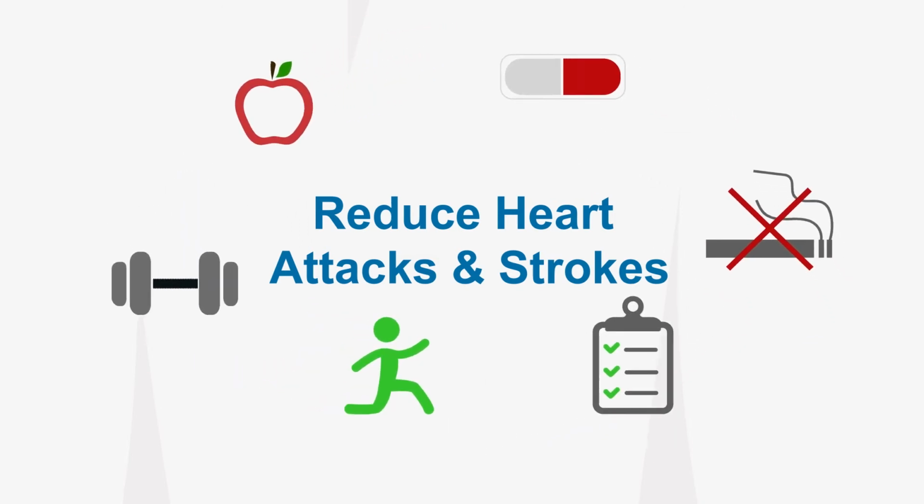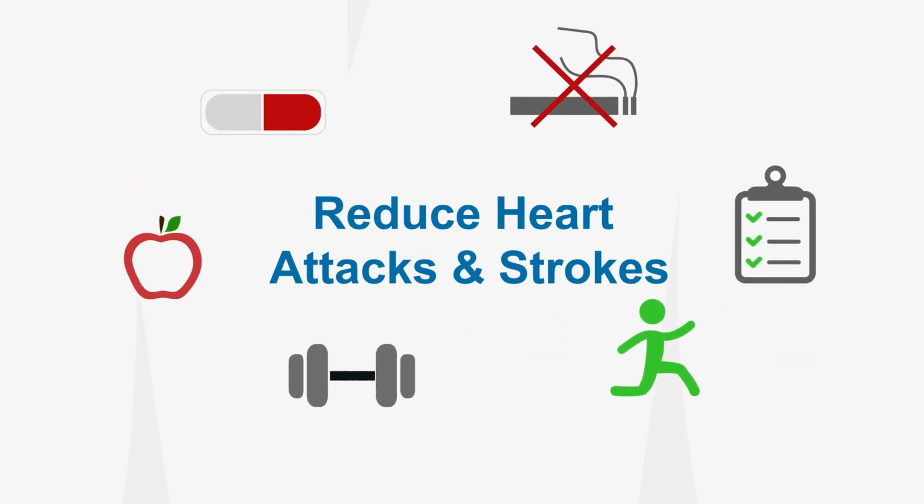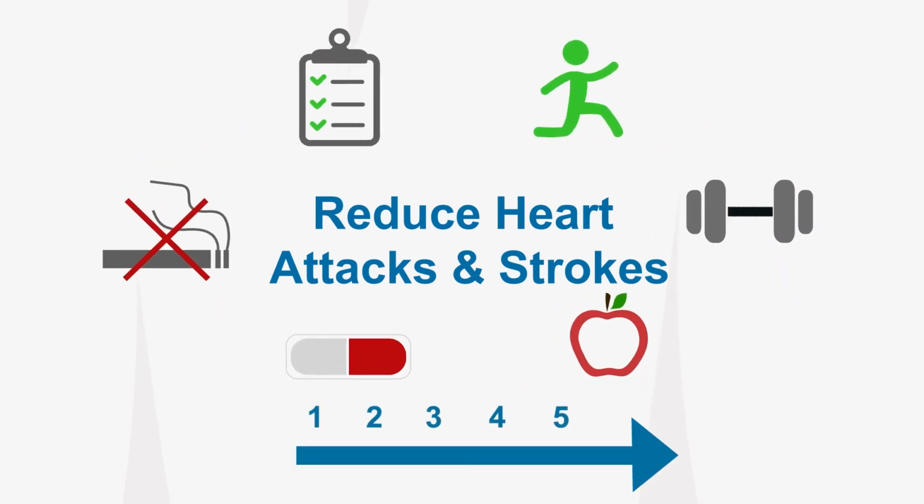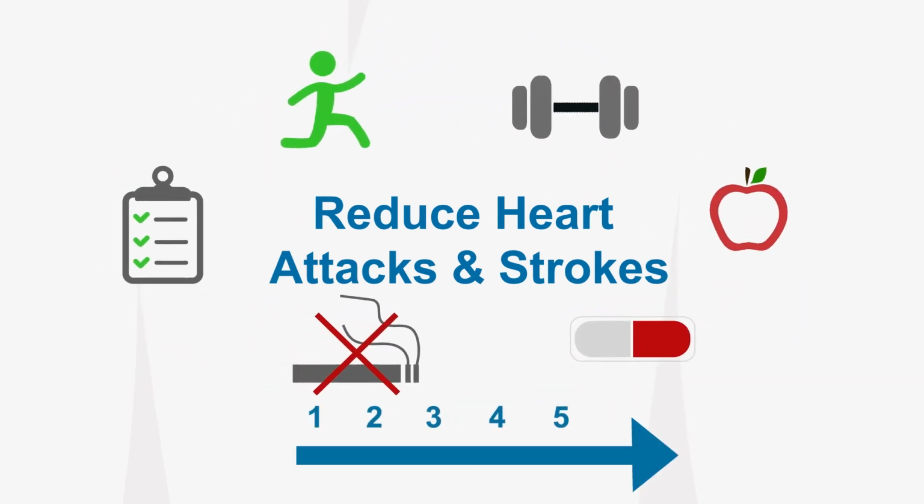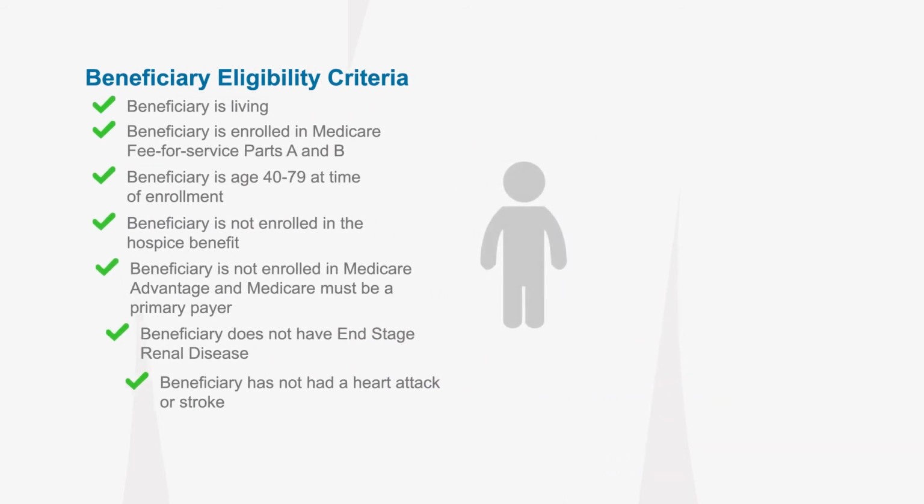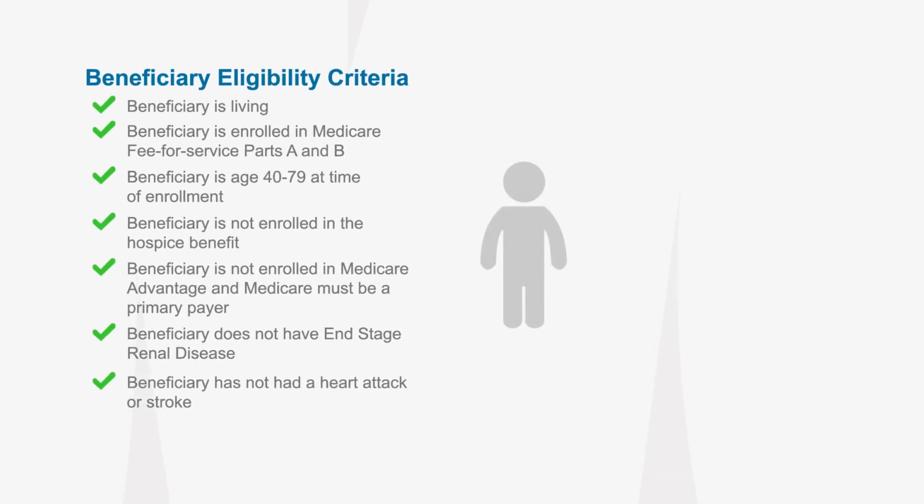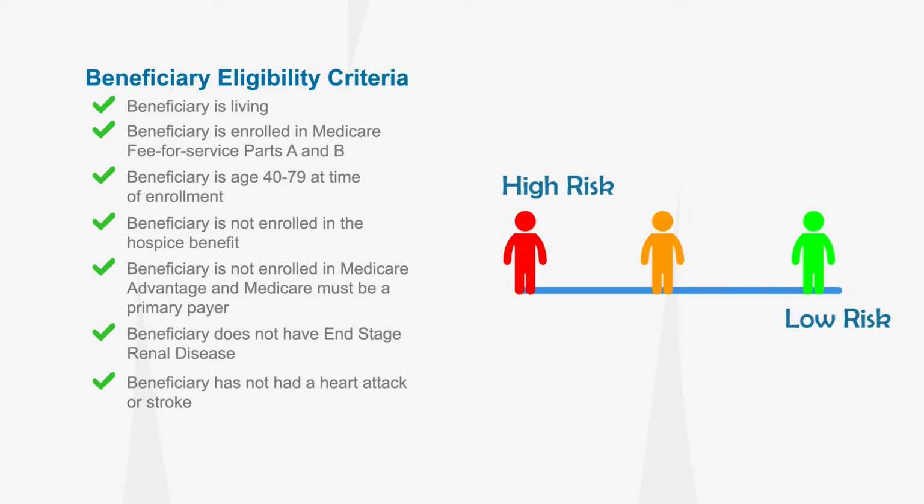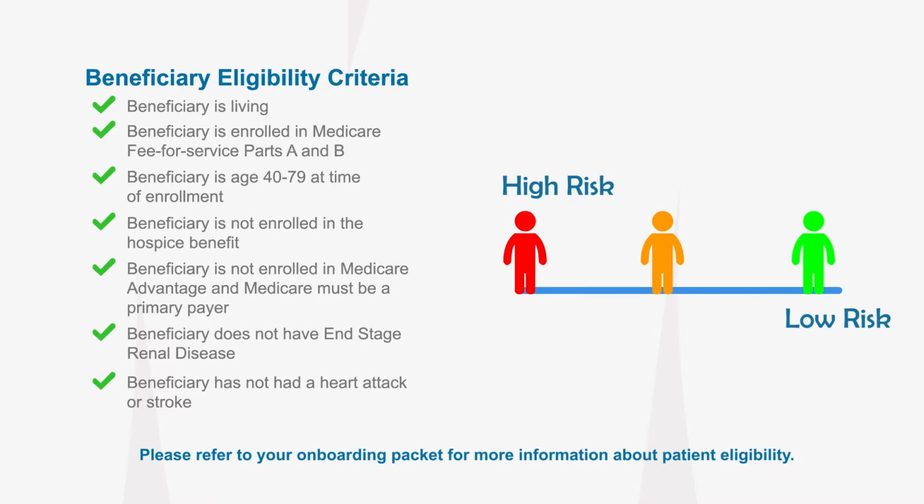You will help drive innovative cardiovascular disease, or CVD, prevention methods that can help save lives in the next 5 years and beyond. Your organization has committed to enrolling your patients who are model-eligible Medicare beneficiaries, stratifying those patients by CVD risk level, reporting periodic clinical data, and monitoring your high-risk patients' CVD risk score throughout the 5 years of the program. Please refer to page 9 of your onboarding packet for more information about patient eligibility.